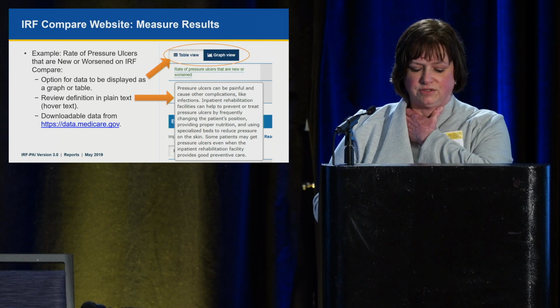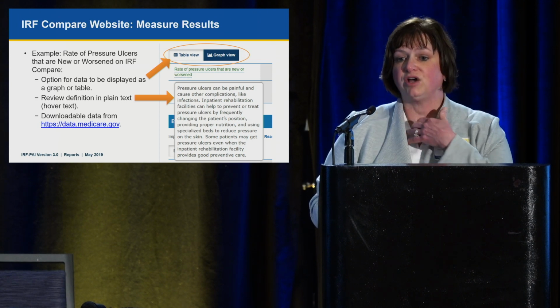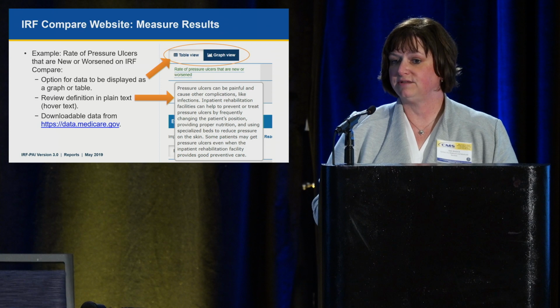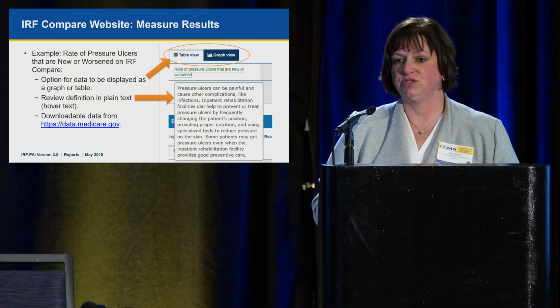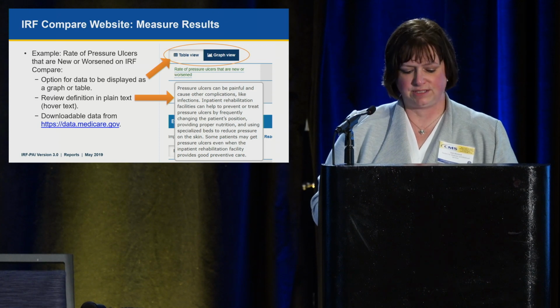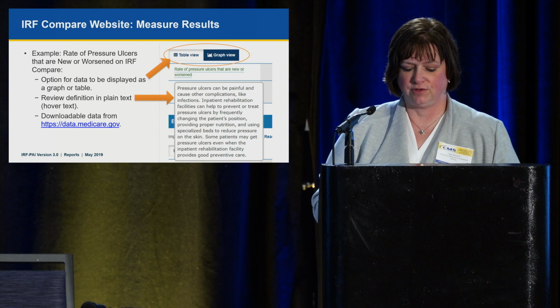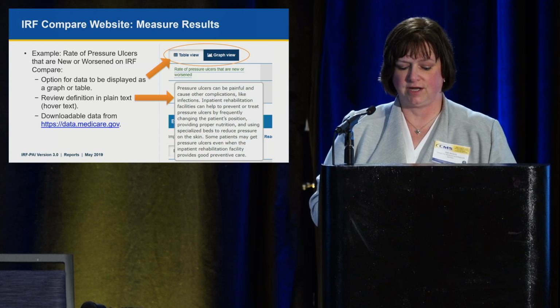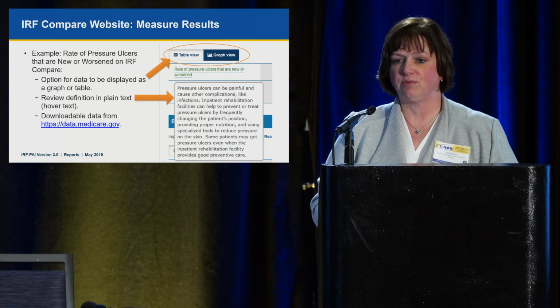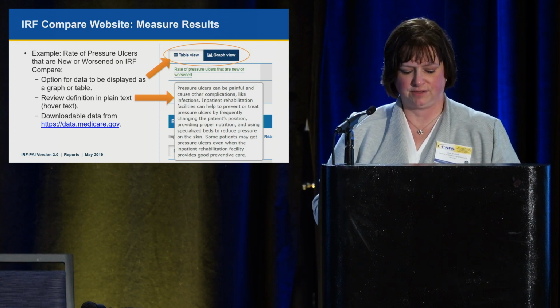Additionally, you can select how you would like to view the data. Would you like to view the data in a table format or a graph format? You can change those based on your preference. You will notice that a definition will appear for the quality measure when the viewer hovers over the measure title, so that will provide additional information about the measure.